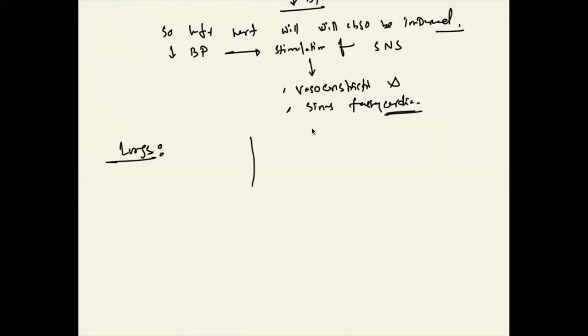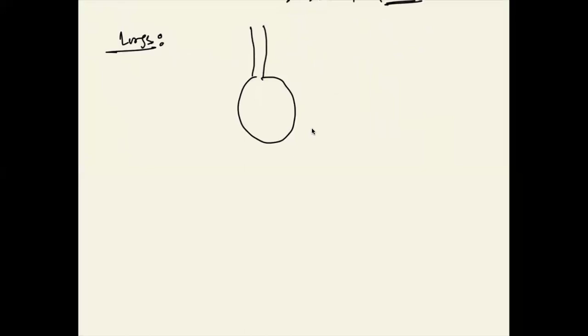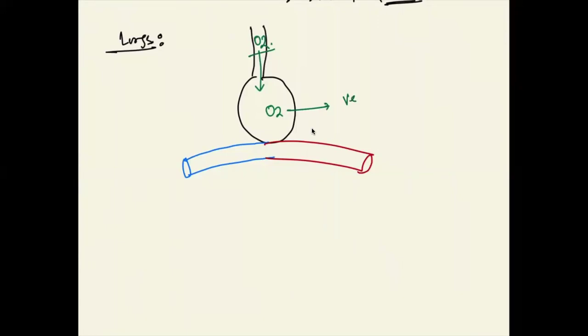Have a look. This is an alveolus, and these are the pulmonary vessels. Through the alveolus, oxygen comes into the alveoli, and this portion is responsible for ventilation, the V. Blood comes here to the pulmonary vessels, and this causes perfusion. So this represents VQ.